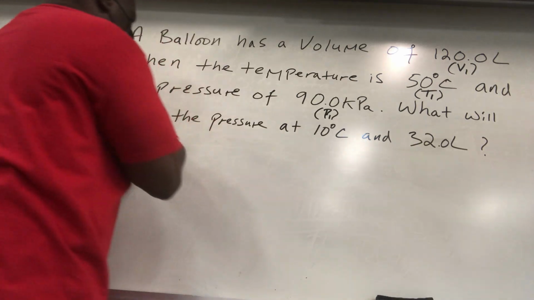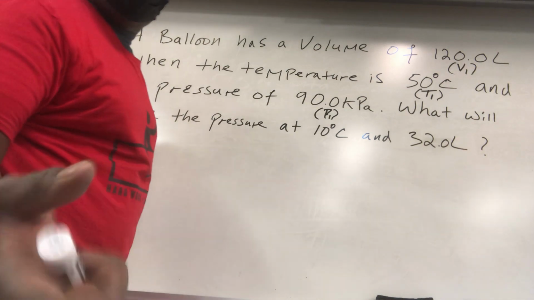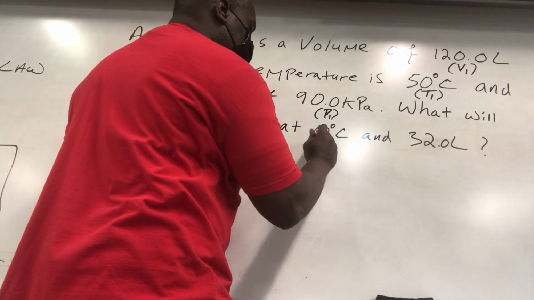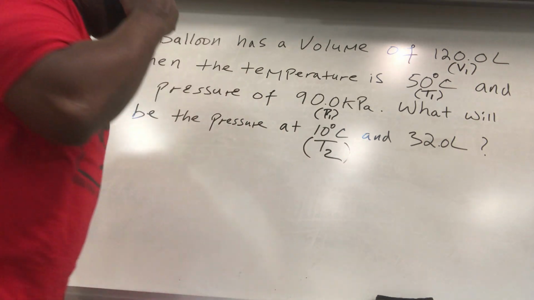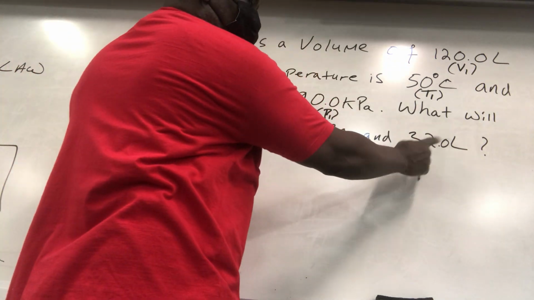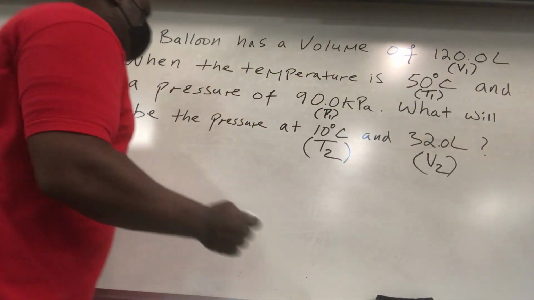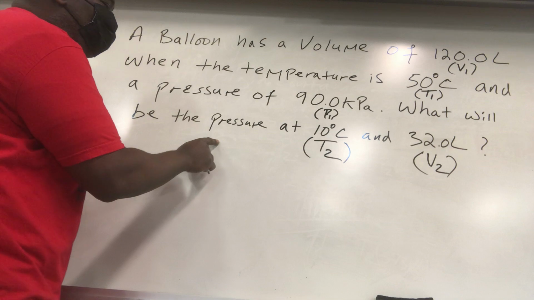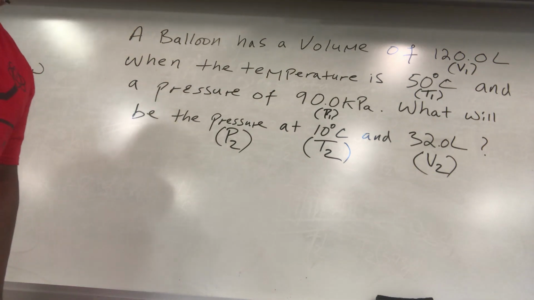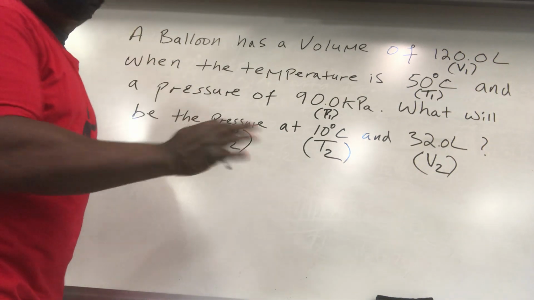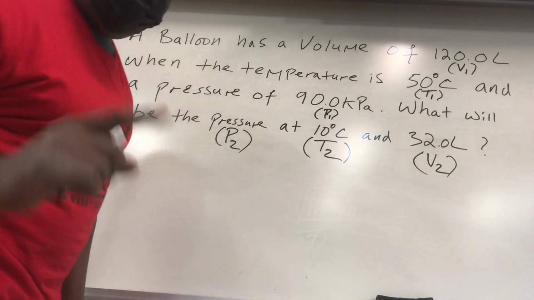What will be the pressure at 10 degrees and 32 liters? Now the temperature changed, to 10 degrees. So this is going to be our T2, our new, final temperature. And this right here is our new, final volume, so that's our V2. So what are we looking for? We're looking for our new pressure, which is P2. We don't know what P2 is. So before we jump into any calculations, let's convert our temperatures to Kelvin.